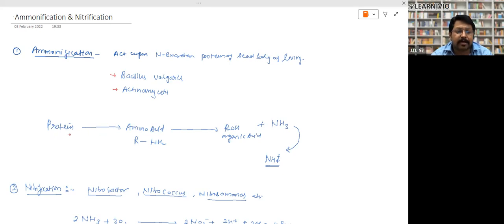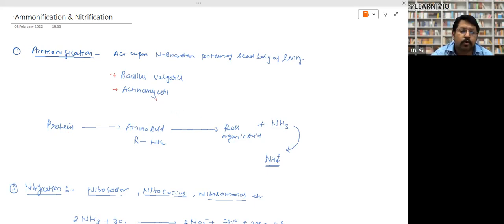These bacteria break down protein into amino acid. Then what do? This is the generic formula of amino acid, RNH2. They break down into ROH, meaning organic acid, and ammonia. Then further, ammonia gets reduced and formation of ammonium takes place. The process is called ammonification.